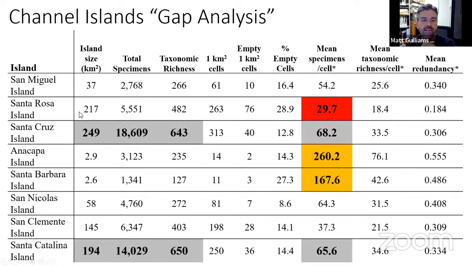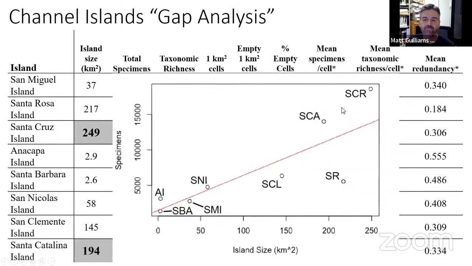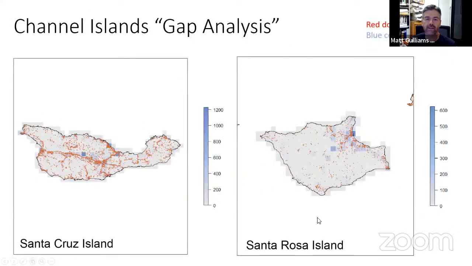So here's Santa Rosa Island, the second largest of the archipelago, but with an absolutely miserable number of specimens per cell. You can see that if we plot number of specimens against island size. Catalina and Cruz are above this regression line. And then here's Santa Rosa, sadly, a great big island, but with relatively few specimens collected on it.